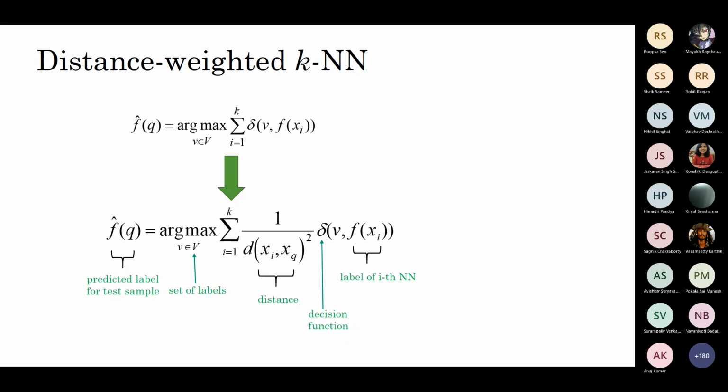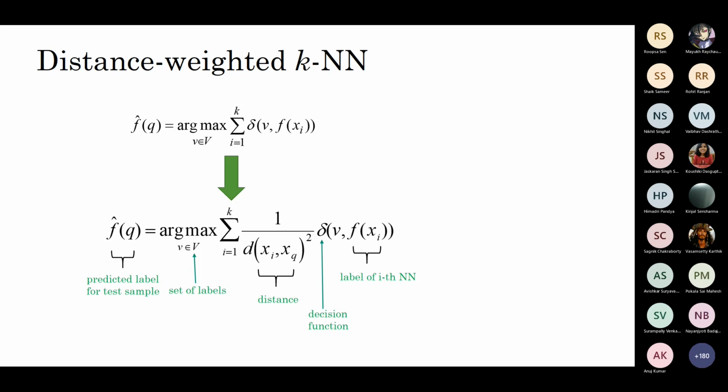Oh, f hat of q is basically the label for the test sample q. So ultimately you have to predict the label for the test sample q. Yes, sir, q is your test sample. Which category does it belong to? We need to find that. That's the category. Yes.